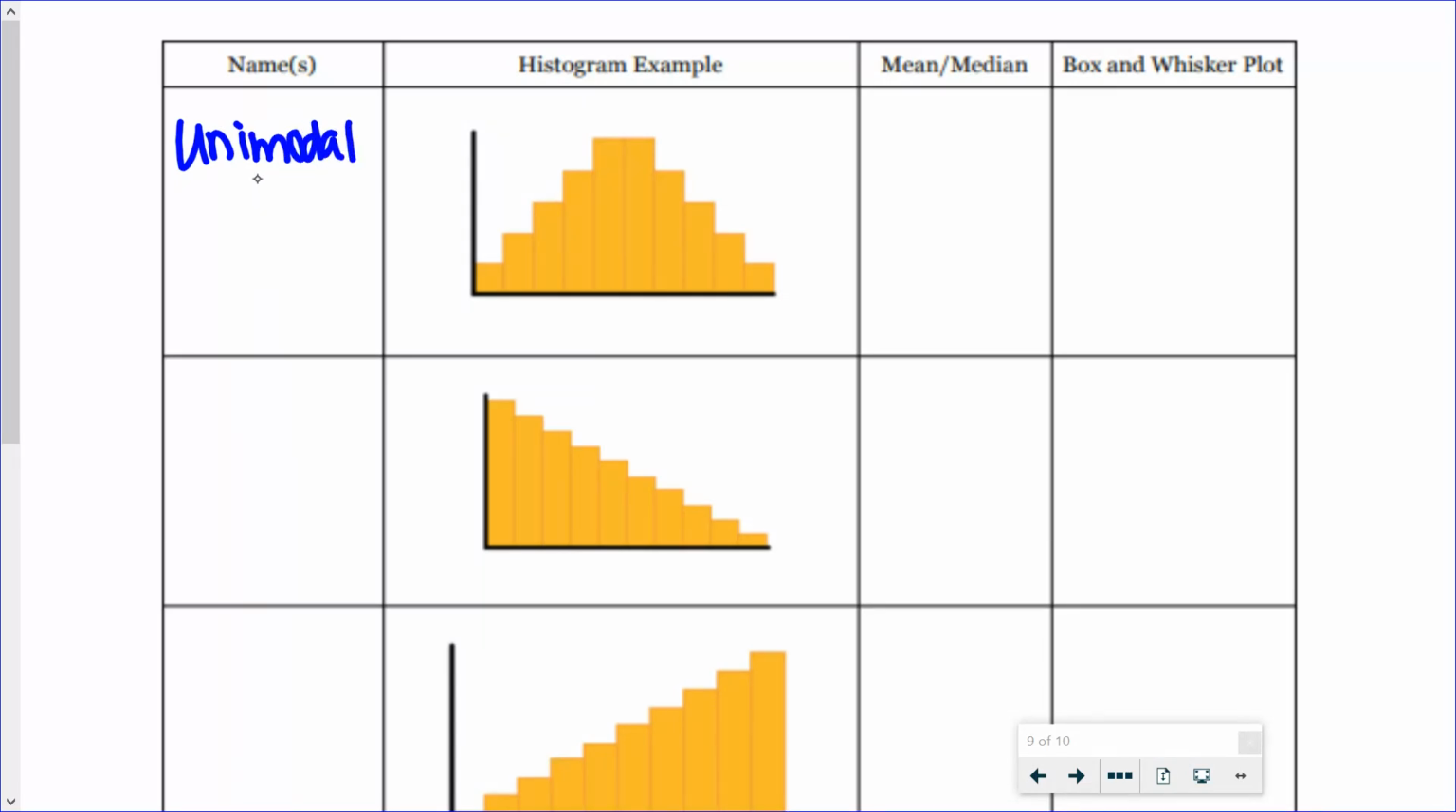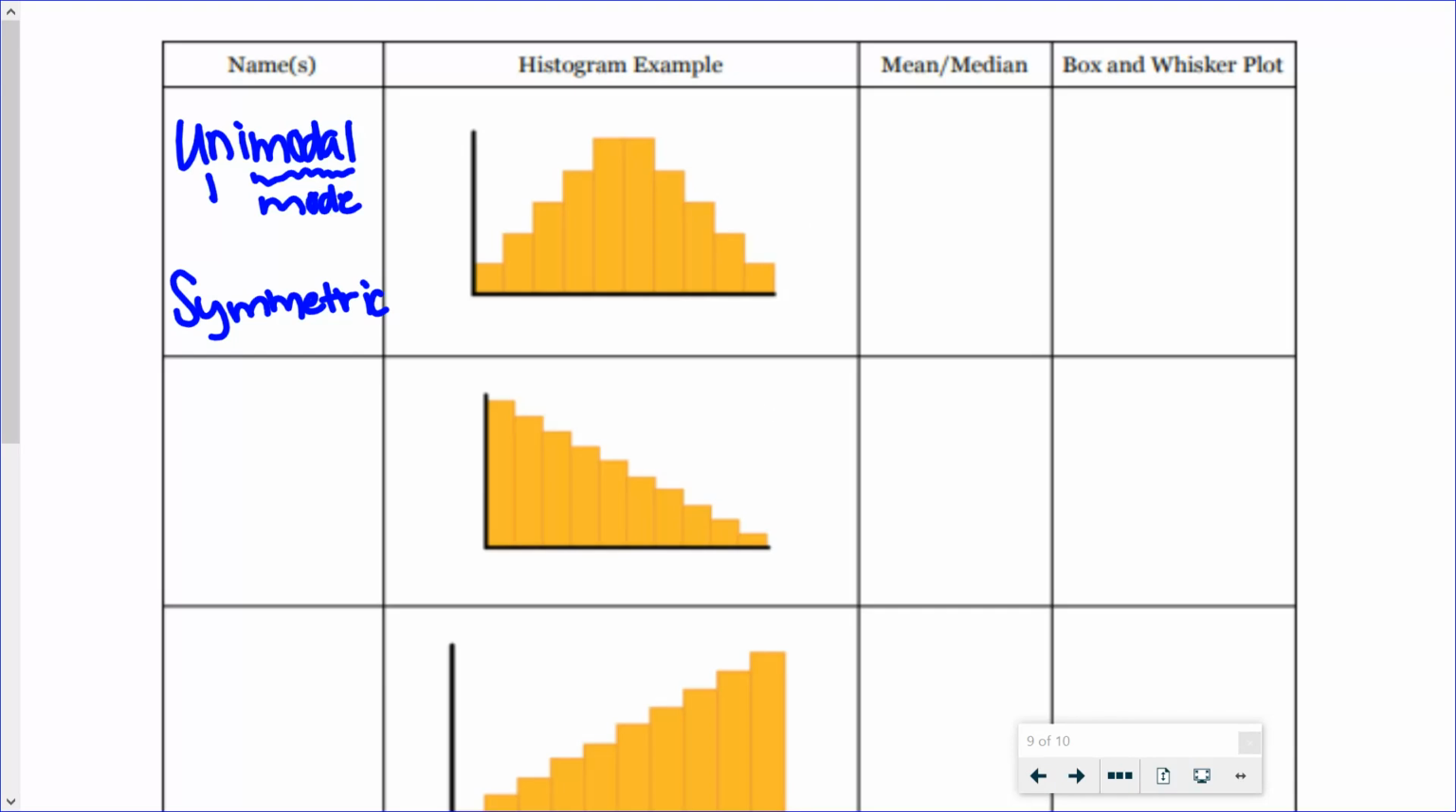And if you look at the word unimodal, there's this modal piece to it, like mode. And so we're looking at high points. So what this means is uni, which means one, and this is mode. So this means that there is one high point of our graph. Another name for a unimodal graph is a symmetric histogram. Okay. And it looks something like this, where it's like staircase going up, staircase going down.